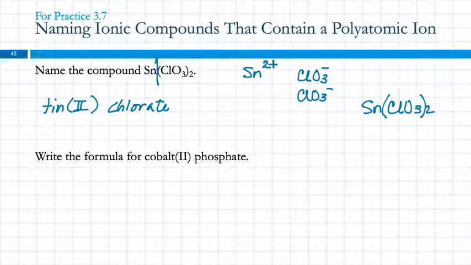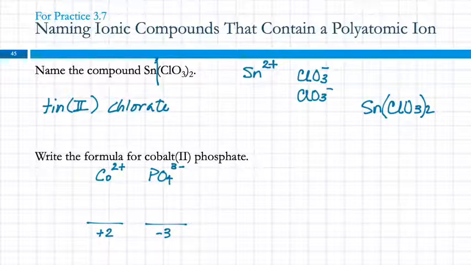Write the formula for cobalt(II) phosphate. Well, what's the ion formula for cobalt(II)? Co, 2 plus. And make sure that's a little o, because we don't want this to be CO, 2 plus, because that's something entirely different. What's the formula for phosphate? PO4, 3 minus. How do I put those two together? Well, we could crisscross, or we could just draw more of them. We could just look at, well, what's my total down here? I've got plus 2 and minus 3.